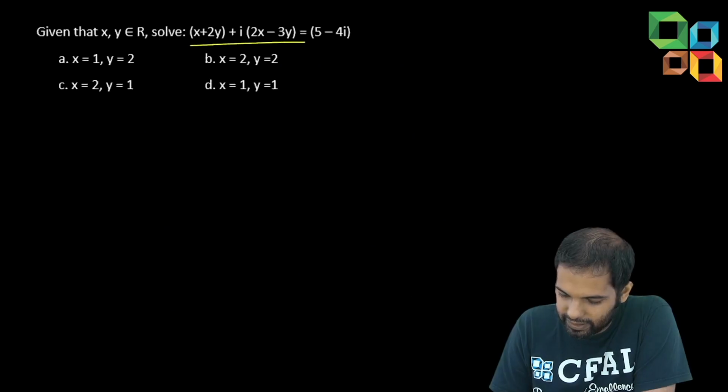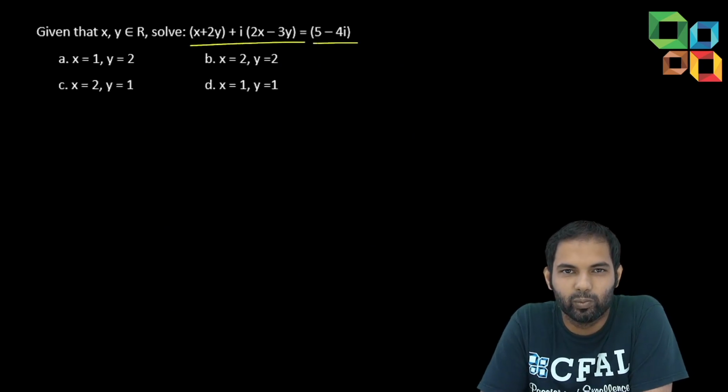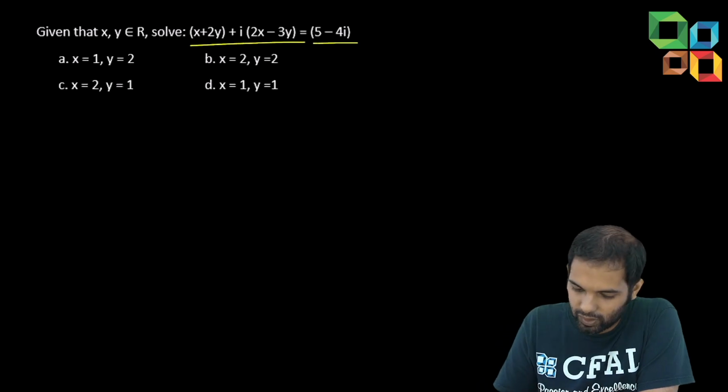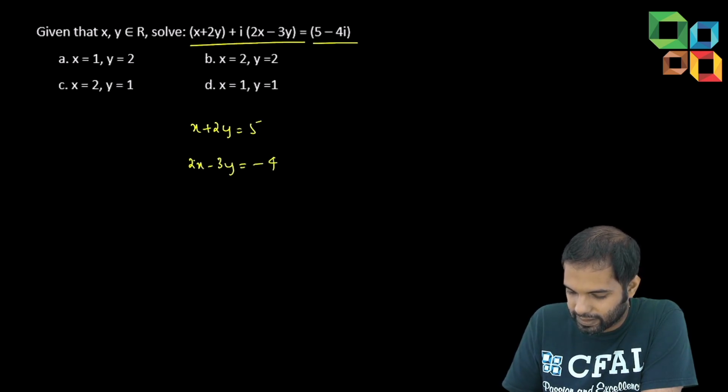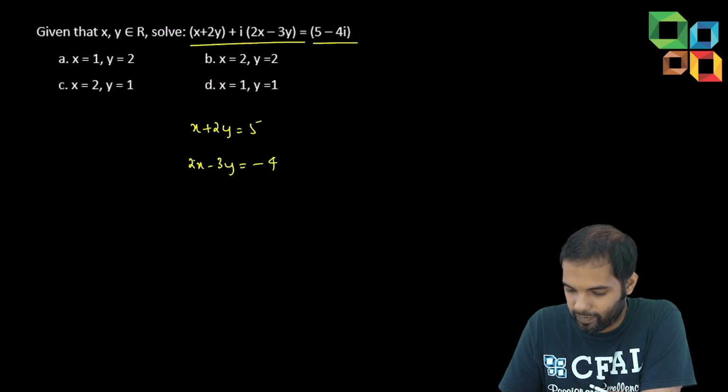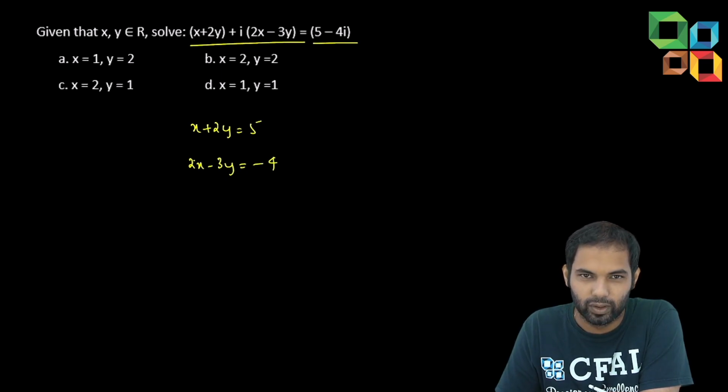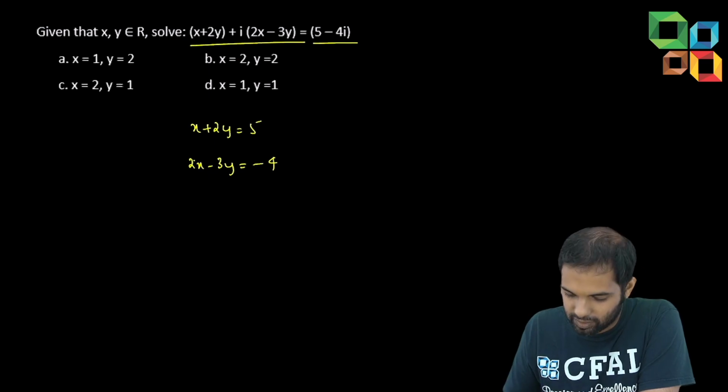So the imaginary part and real part are separate, and one more complex number is given. They're equal. So we know that if complex numbers are equal, right, both the real part and the imaginary part must be exactly the same. You can't have different answers. So this should be equal to 5 and this should be equal to minus 4. Okay. So one way is you can use the options, but it's not that difficult.